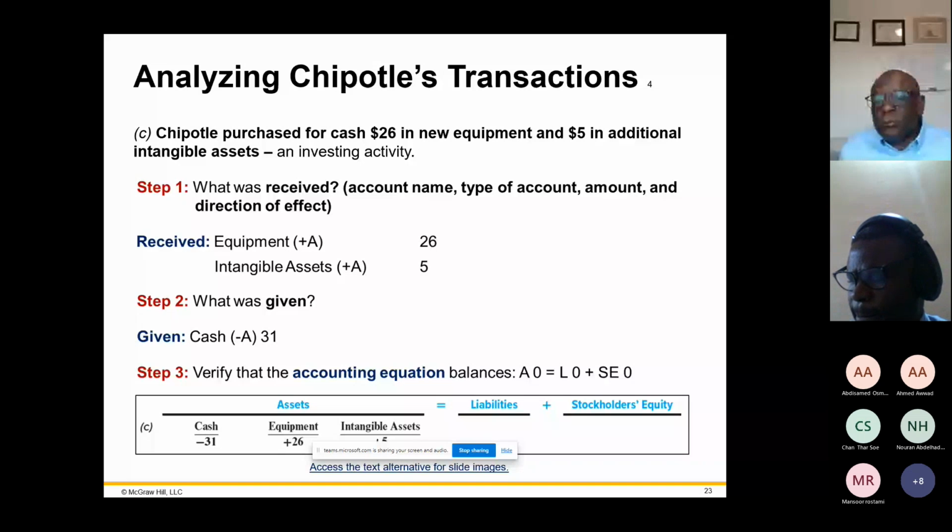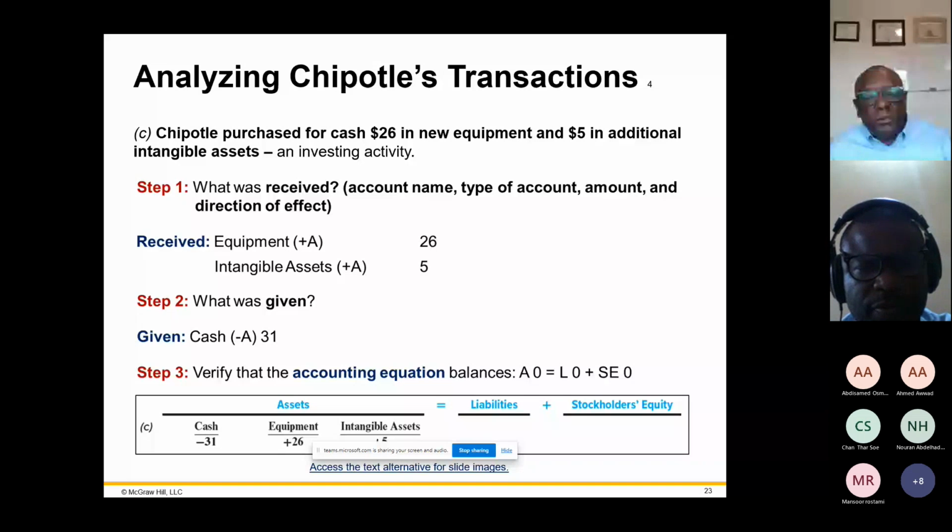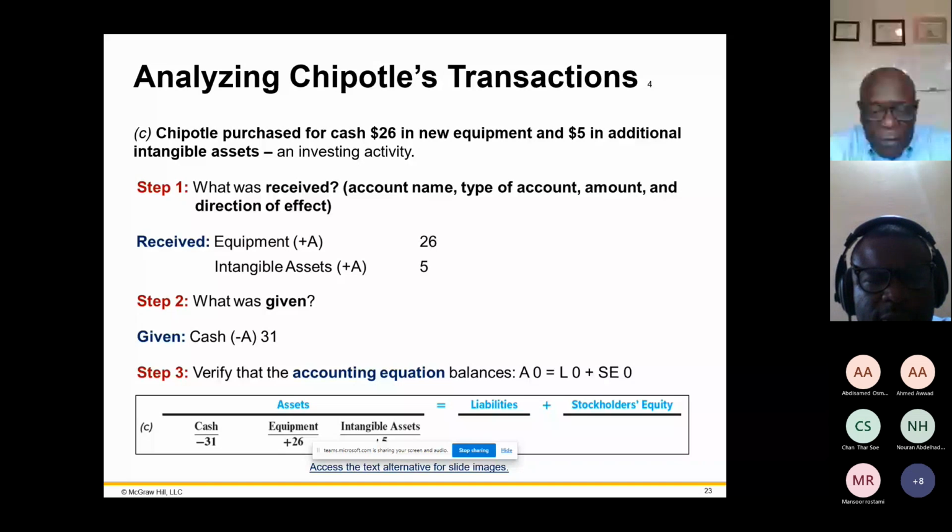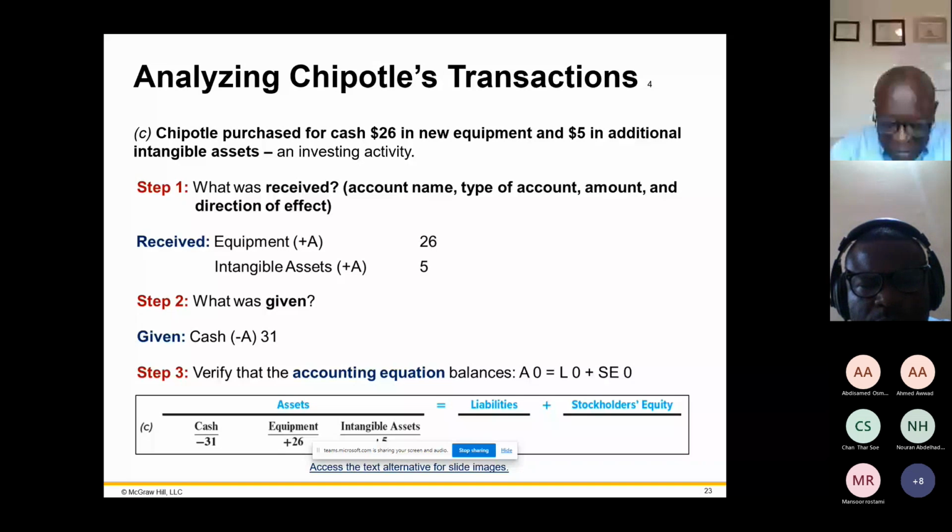So will there be any transaction on the liability side? Any transaction in the liability? No. So you can see that cash is going to be reduced by $26, right? And then $5 in additional intangible assets. So if you add $26 to $5, that is $31, they are going to reduce it from their cash account, which is an asset. So minus $31 on the asset side, that is cash. Then still on the asset side, they are going to add $26 equipment, and then add $5 intangible assets.